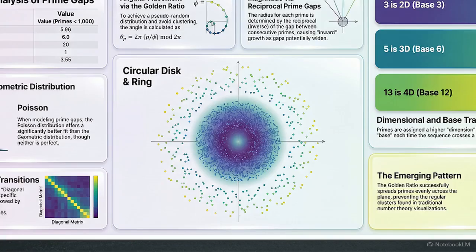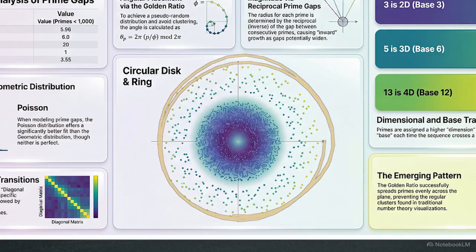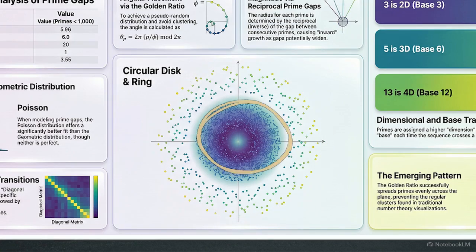This maps the first 1,000 primes, resolving individual points into a global structure. The outer boundary dots represent the smallest gaps. Frequent clusters push toward the edge. The dense core represents prime deserts, as reciprocal math mechanically pulls those large gaps toward the origin.